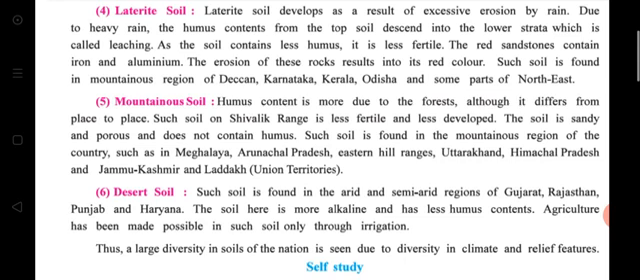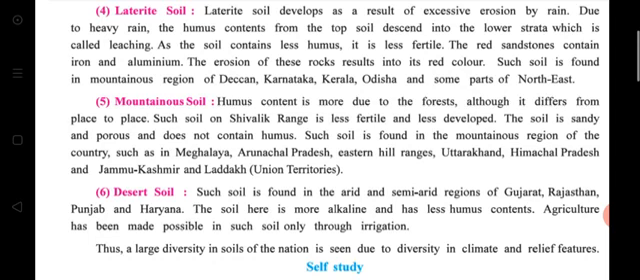Due to heavy rain, the humus content from the top soil descends into the lower strata, which is called leaching. Underline what is leaching, the definition or meaning of leaching. Due to heavy rain, the humus contents from the top soil descend into the lower strata, which is called leaching. As the soil contains less humus, it is less fertile. A soil which has less humus is less fertile.